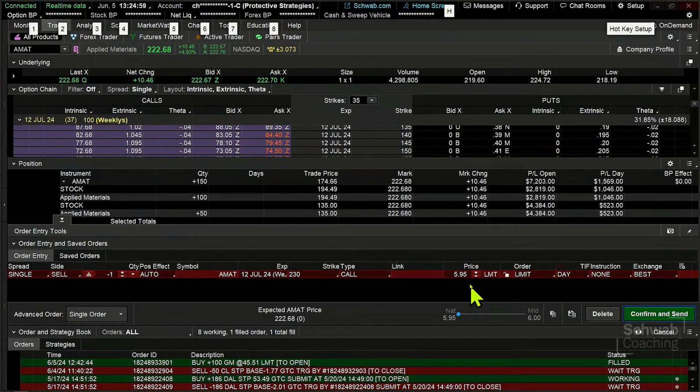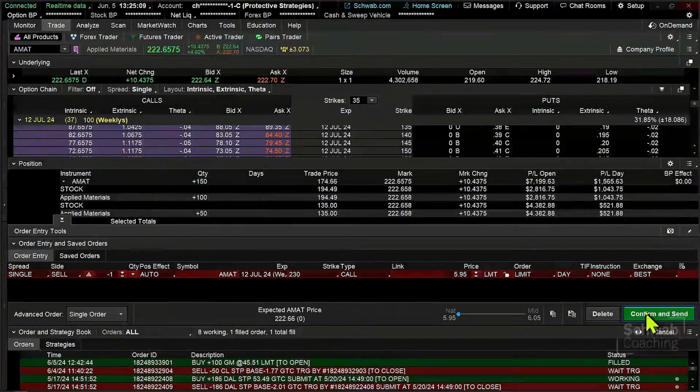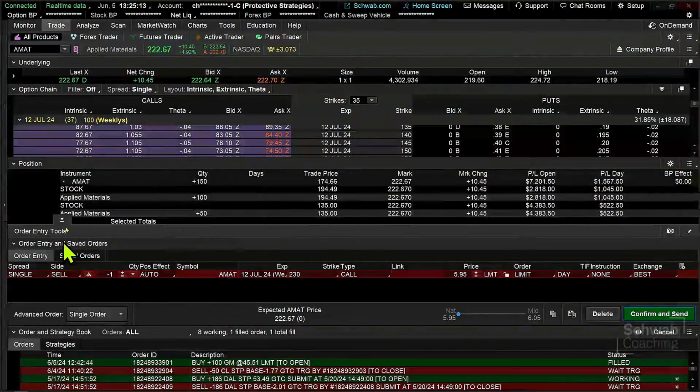If I were to leave it right here and just go confirm and send and click through this order, this would be a covered call, right? And many of you are familiar with trading covered calls perhaps already. So if I were to just leave it there, that would be creating a covered call.